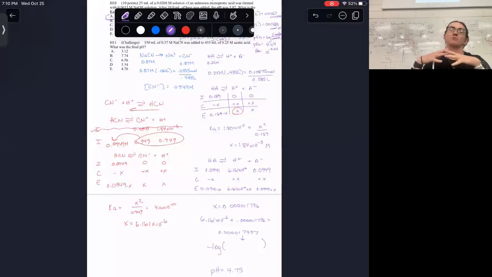This is all because it's a weak acid weak base. Because your CN minus is a conjugate base of a weak acid. So when you have a weak acid and a weak conjugate base, you now form more equilibriums.